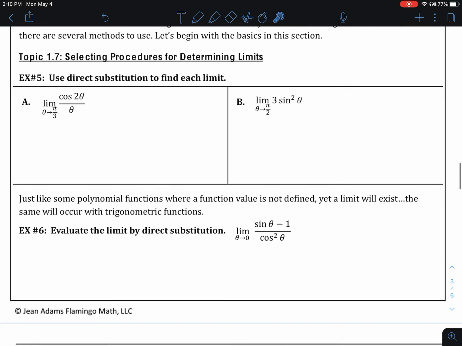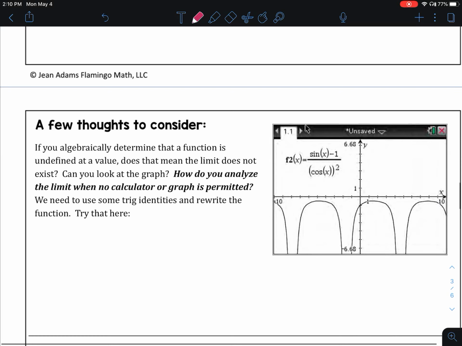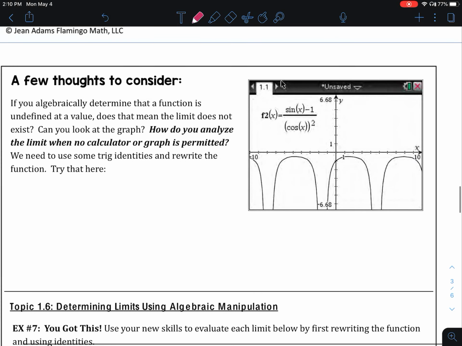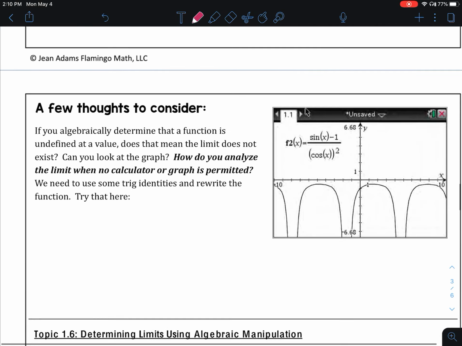And that would work for example 6 as well. So the first part of this assignment, I want you to use direct substitution to evaluate A, B, and example 6. Okay, so now when I look at a graph of example 6, and by the way, this one's going to work out really nicely, so no worries there.